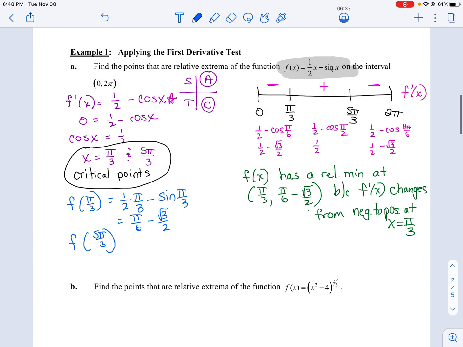Well, let's go ahead and compute f of 5π/3. So I'm coming back over here. That would be 1/2 times 5π/3 minus sine of 5π/3. So that's 5π/6 minus, now that's fourth quadrant, so let's remember our unit circle, that's going to be negative √3/2.